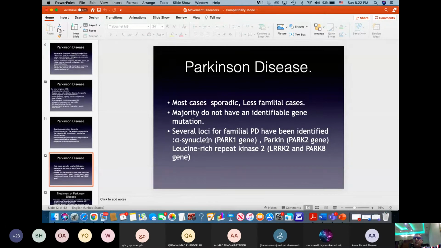So alpha-synuclein, PRK1 gene mutation can lead to early Parkinson. Typically, these start early in their 30s and 40s, and so do the Parkin PRK2 gene and the leucine-rich repeat kinase 2 mutation. So these familial Parkinson tend to happen earlier. So most of the time, you see Parkinson above age 60, right? But in these patients, you see them in their 30s and 40s.